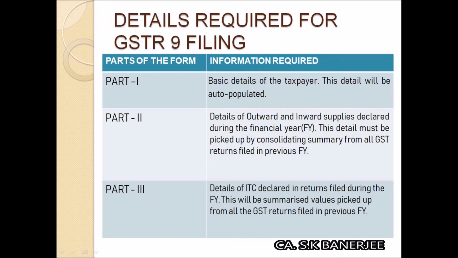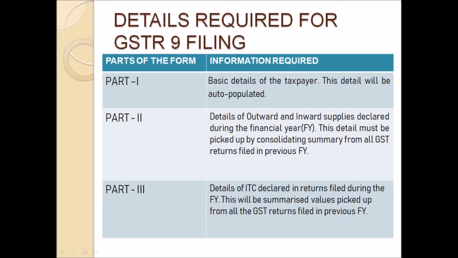Now, if we talk about the various details which are required in filing of your GSTR-9, this information has been prepared on the basis of the demo form which has been provided to us. Part 1 talks about the basic details of the taxpayer, and these will be auto-populated. You do not have to enter anything. Part 2 of the form contains the details of outward and inward supplies which have been declared during the financial year. The details must be picked up by consolidating the summary of all the GST returns which you have filed in the previous financial year.